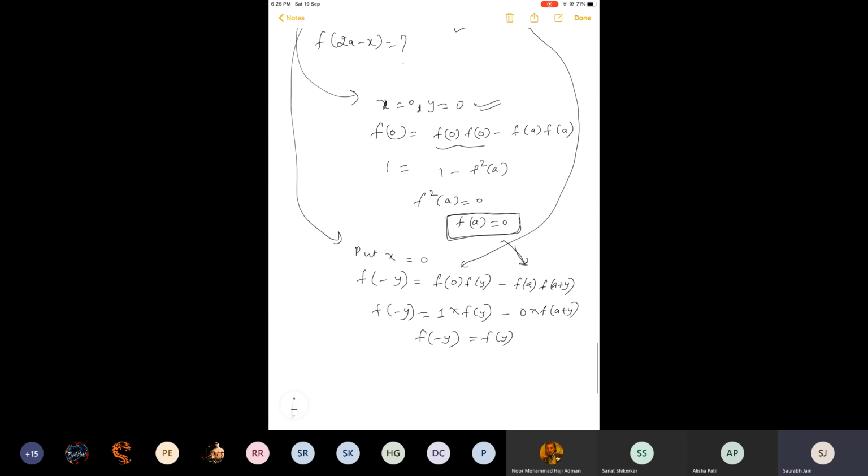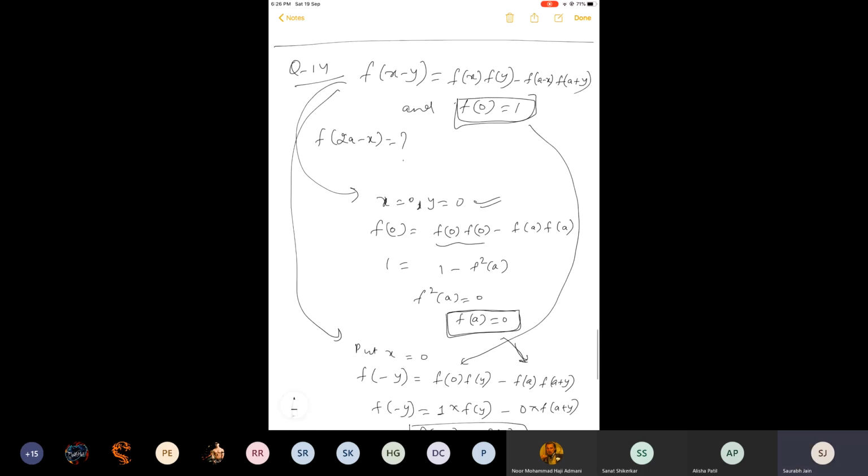F is even. F is even function. Remember this condition, f of minus x equals fx. That means what? It is even. Finally, now we should think about the question. We have to find f of 2a minus x, right?